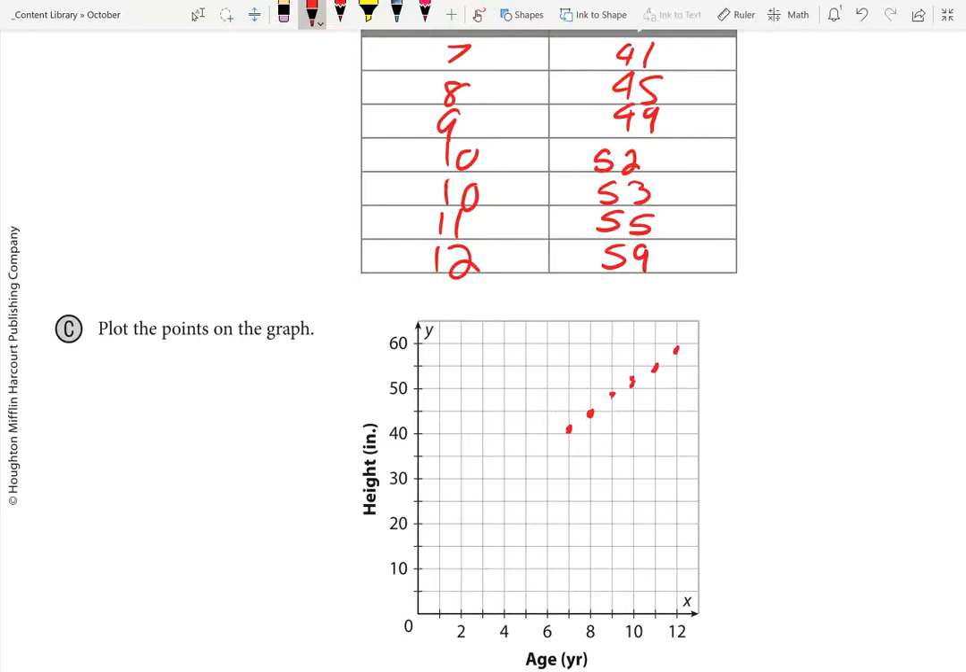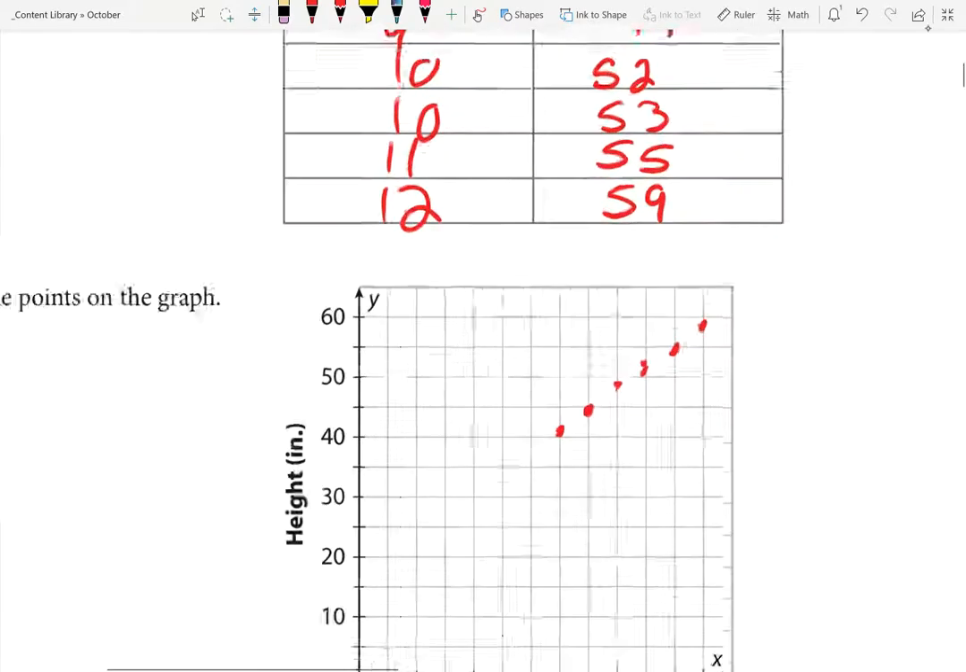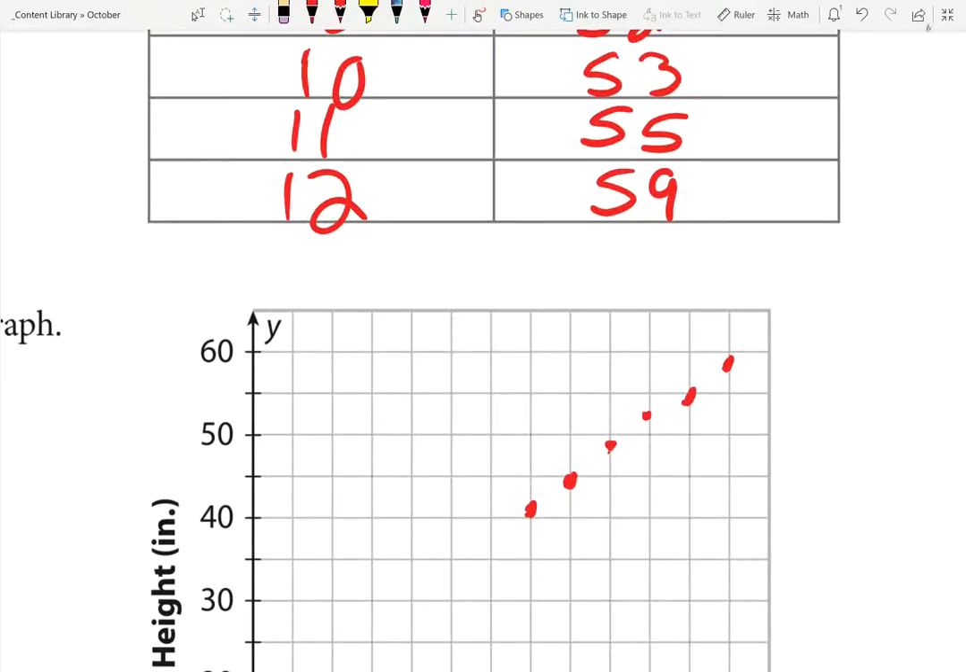I'm not going to connect the dots here, because there's no reason these points have to be connected. I'm just plotting the 7 different boys' ages and their heights. That's it. So I should have 7 dots on my graph. I do, and now I'm good. If you can't tell there are 7, it's because these 2 dots are really close together. It's hard to tell. All right.